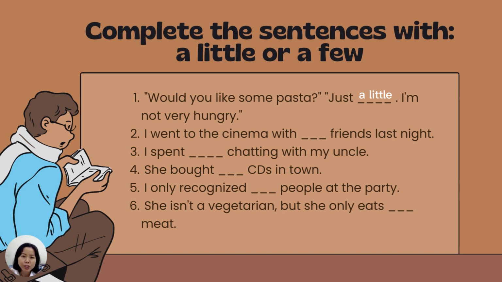What about number two? I went to the cinema with blank friends last night. It's easy for you. Yes, a few because the noun is friends. Friends are a countable noun. What about number three, I spent blank chatting with my uncle? What is the noun here? Chatting. Good. Is it an uncountable or countable noun?